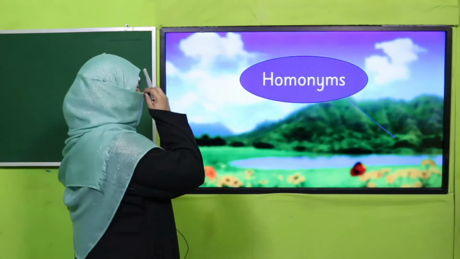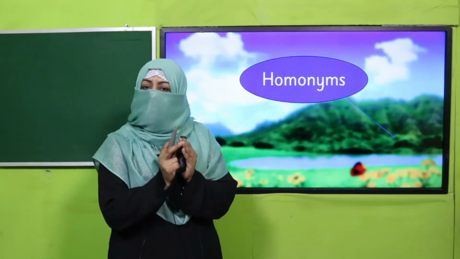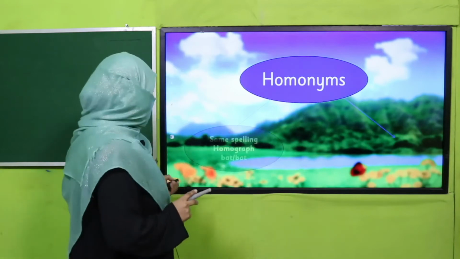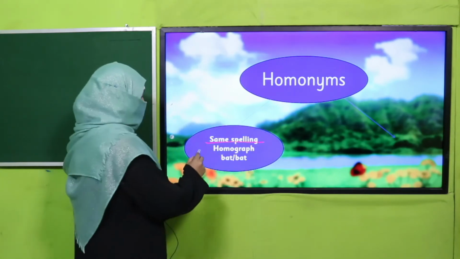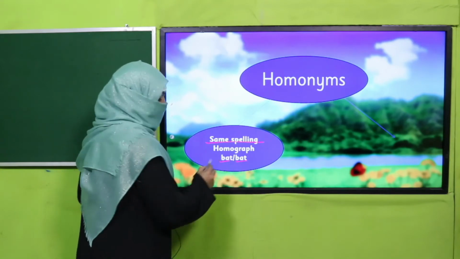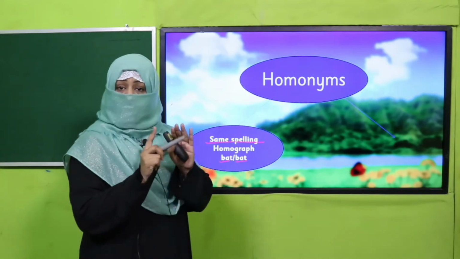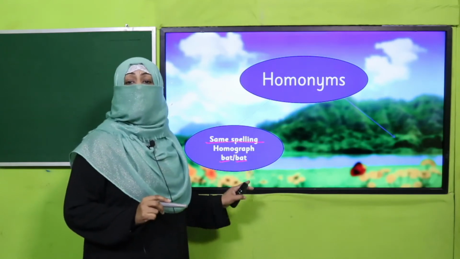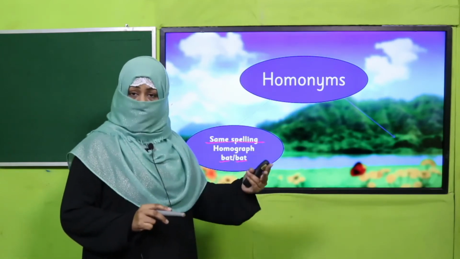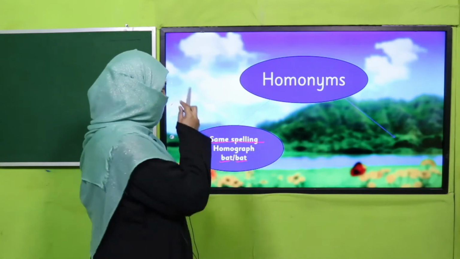I'm going to tell you further. Homonyms basically can be divided into two categories. One, they have the same spelling. For example, bat and bat. Why did I write it two times? The spellings are the same, but these two words can refer to two different things. Okay, I'll show you the picture of these words.